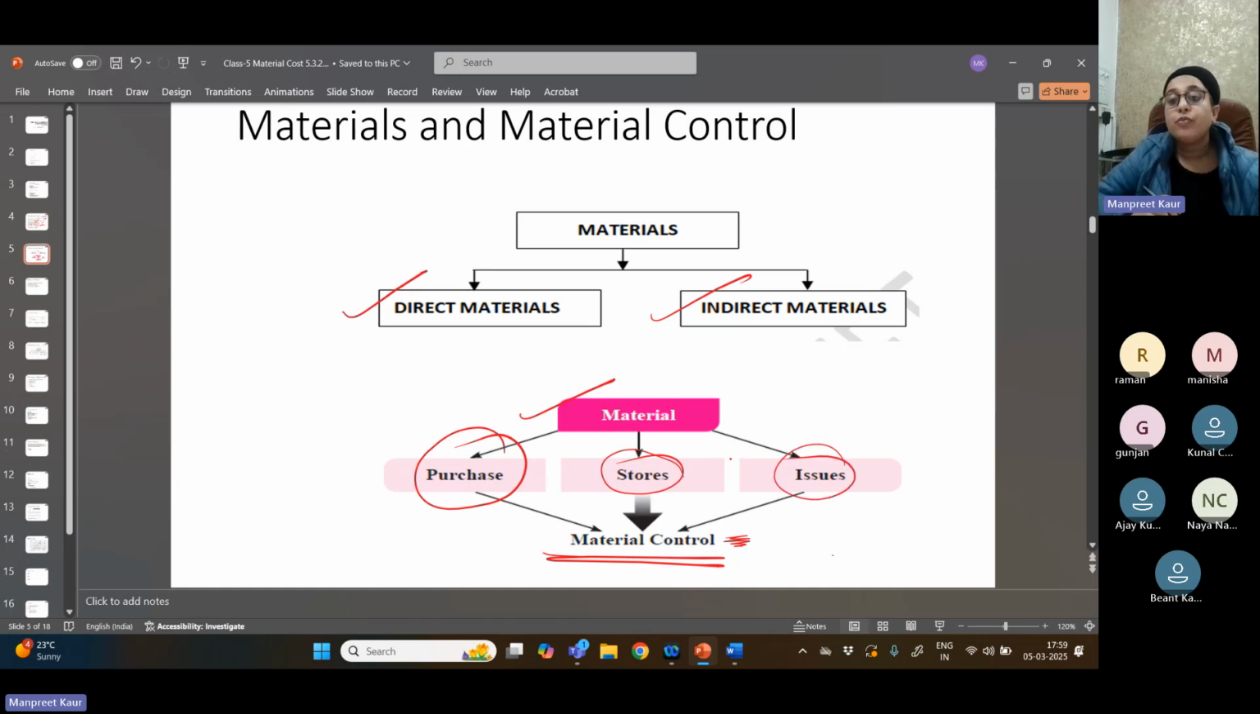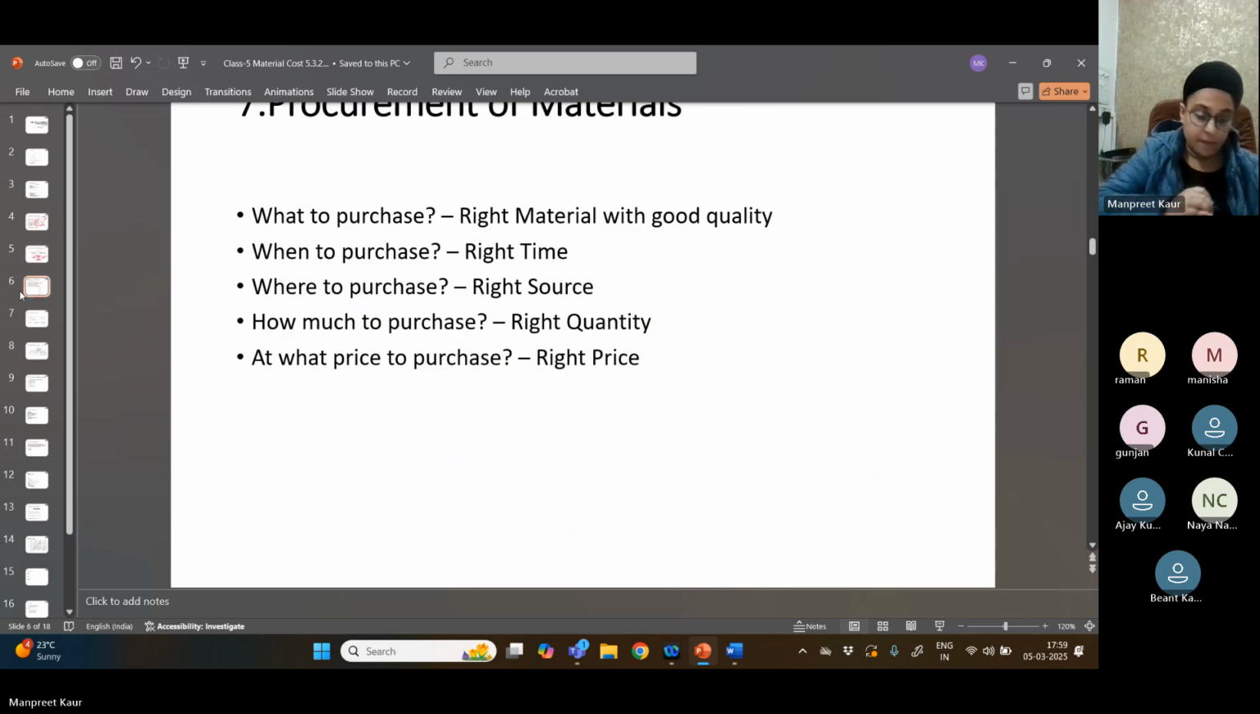Next is at the time of issues. Issues means dispatches. The right quantity should be dispatched, according to the demand, whatever is going or not going. Audit on the material. Control means audit is required.